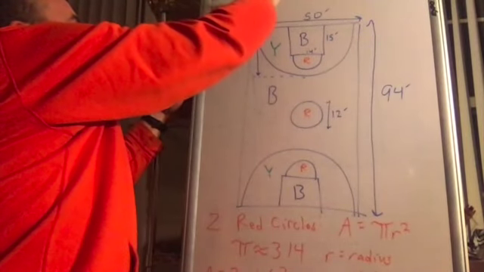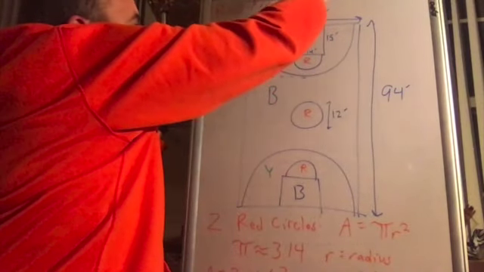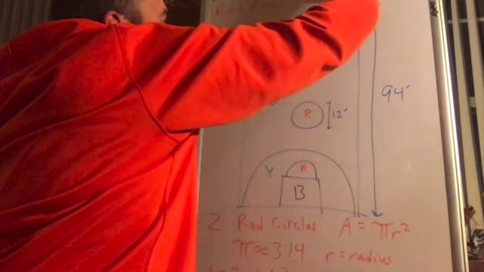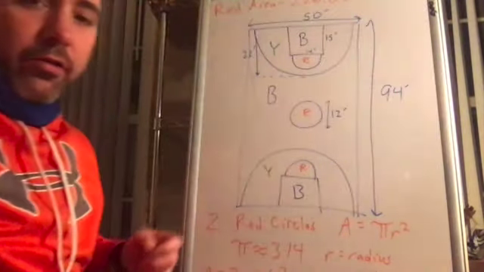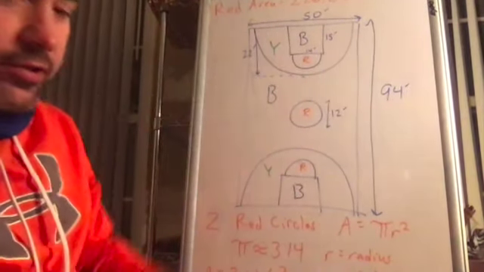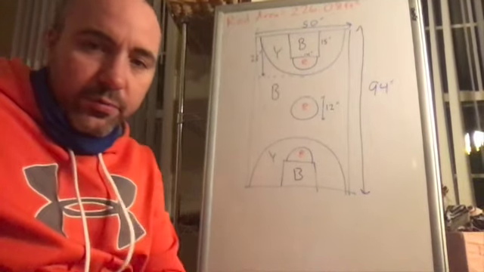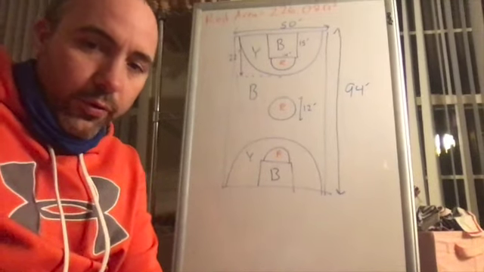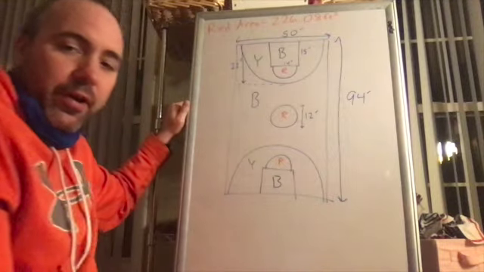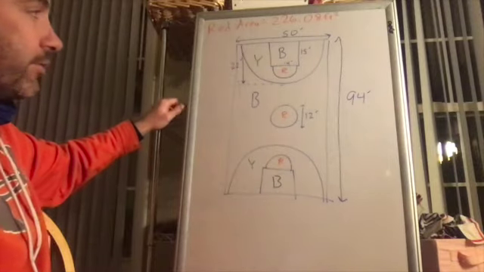So the red area is going to be 226.08 square feet. All right, so that's going to give us the area of the red parts of the court. Next is going to be the blue parts of the court, which is going to be much more challenging and in-depth than the red parts. So we're kind of going from easiest to hardest here.